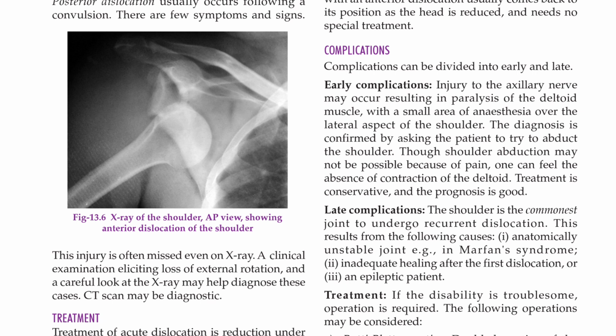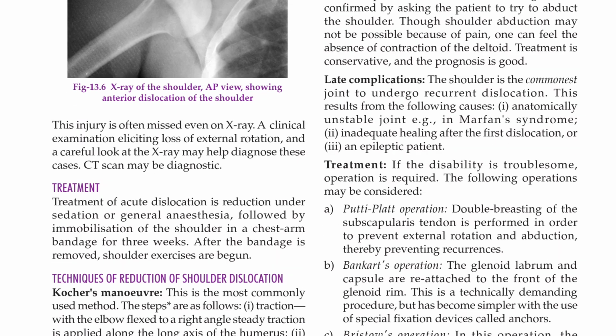What is the treatment for this? Treatment is conservative, prognosis is good. Then if a late complication comes with delay, what will happen? The shoulder is the commonest joint to undergo recurrent dislocation. It keeps happening again and again.